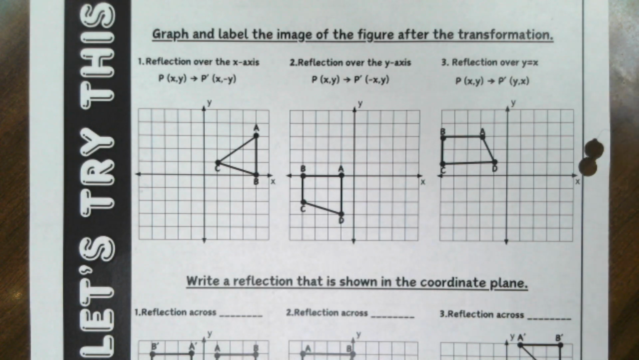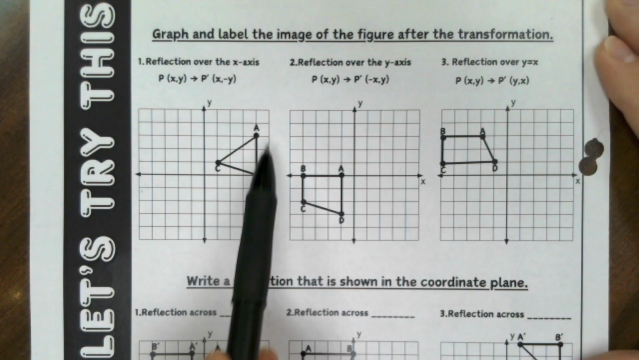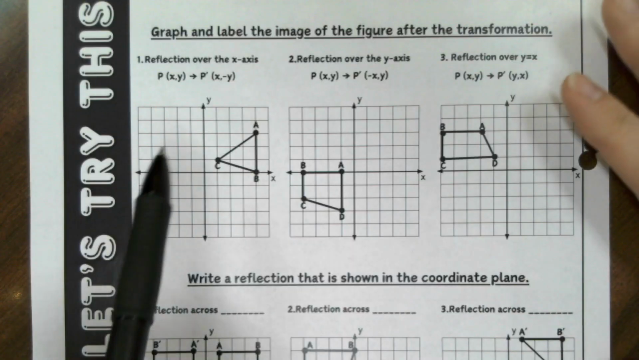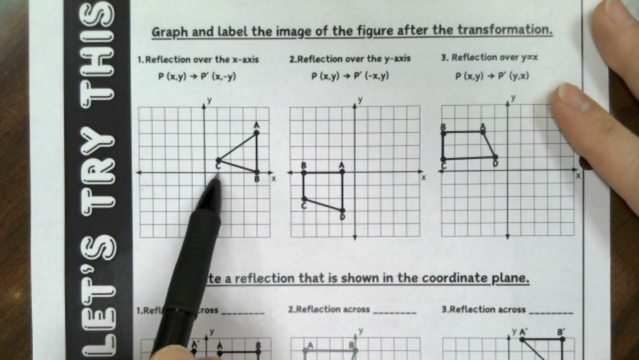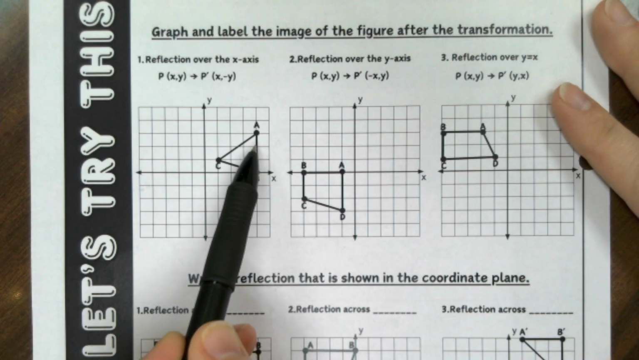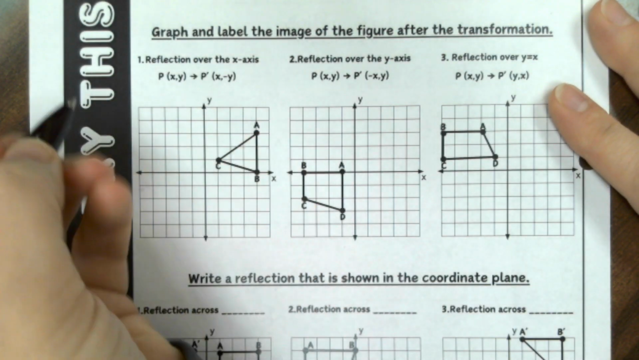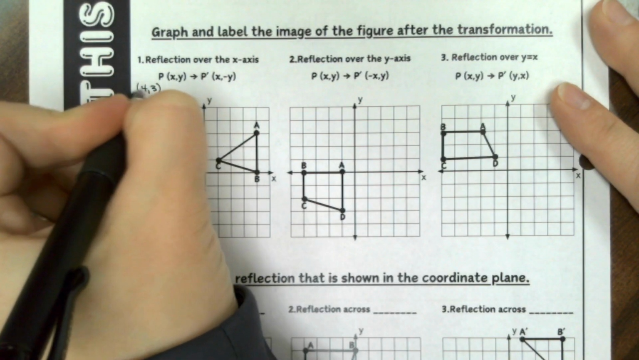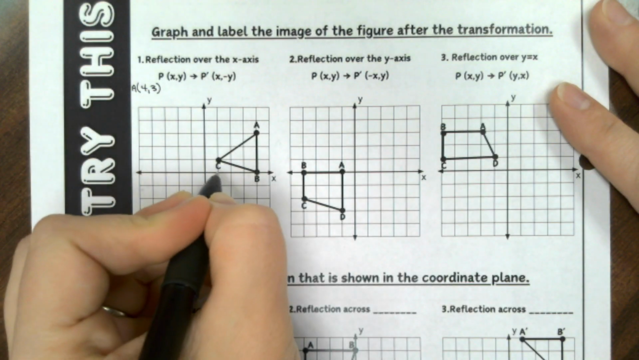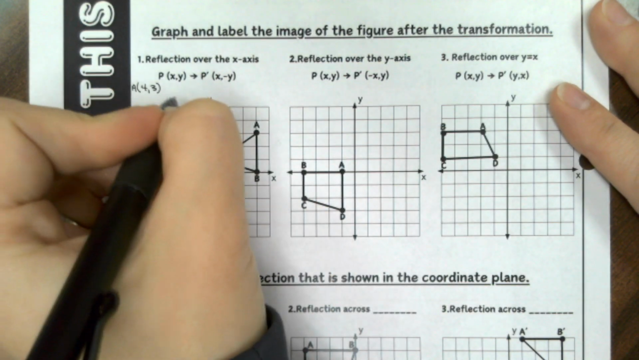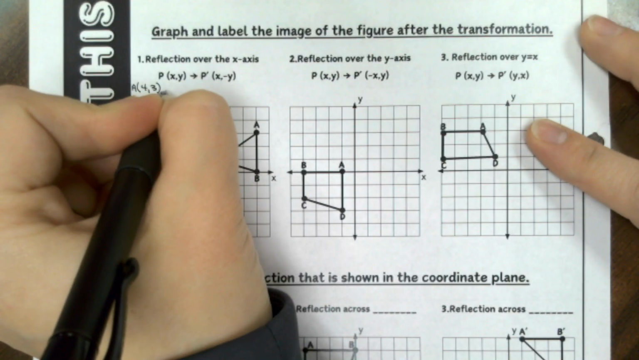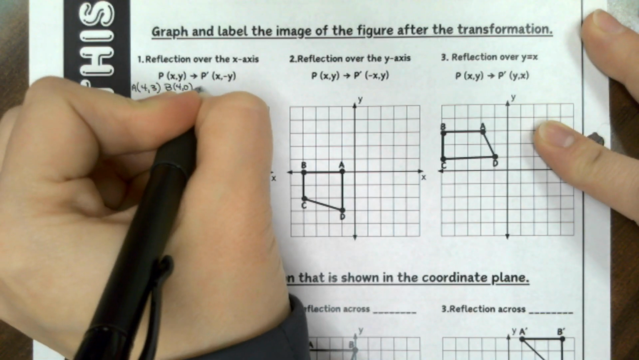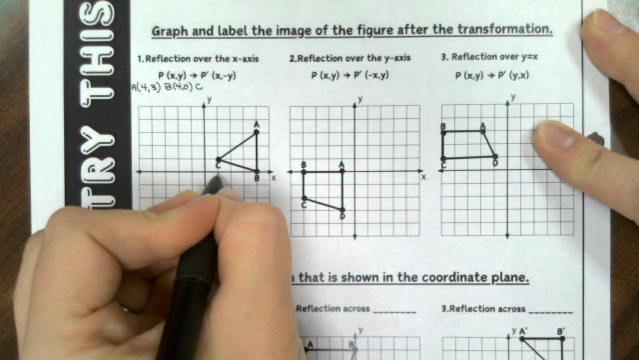So what you need to do first is, here's your original figure. You need to figure out what the points are here. So I'll help you with this first one. Let's go to A. We'll go 1, 2, 3, 4, 1, 2, 3. So my A is 4, 3. Then 1, 2, 3, 4, and 0. So my B is 4, 0, and my C is 1, 1.